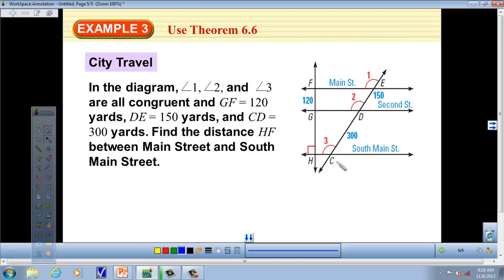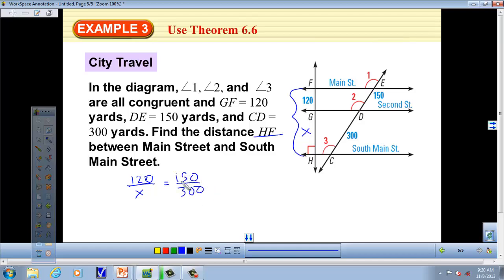We know this is 150 and this is 300. We know this is 120 and this is an unknown. We'll put X there. We want to know the distance HF, which is the whole thing here. So there's a couple ways you can handle this. I would probably just do 120 over X is equal to 150 over 300.